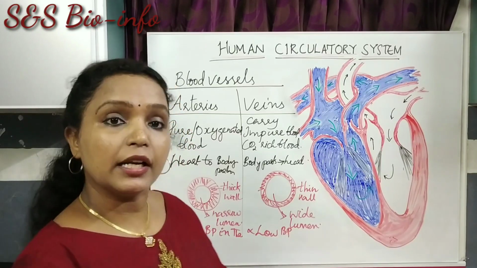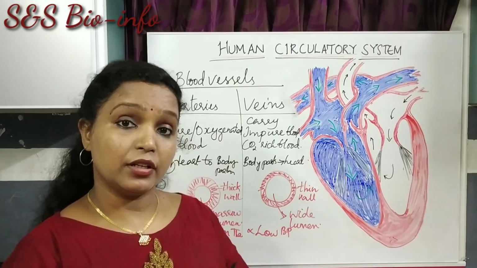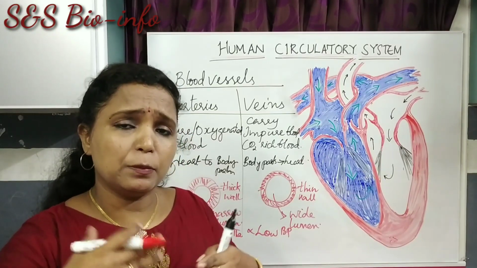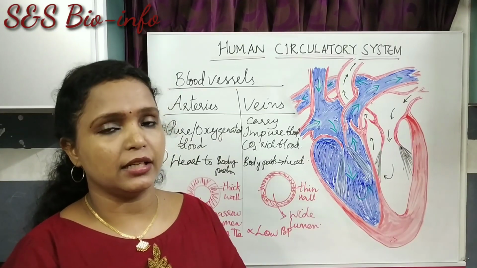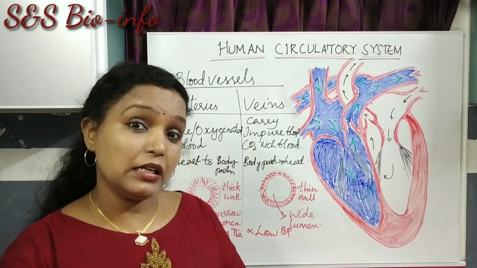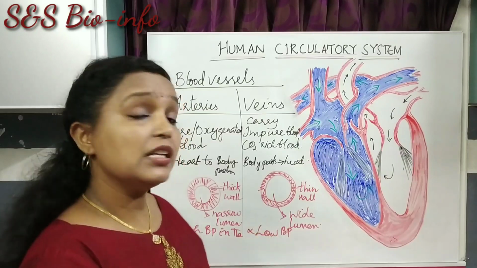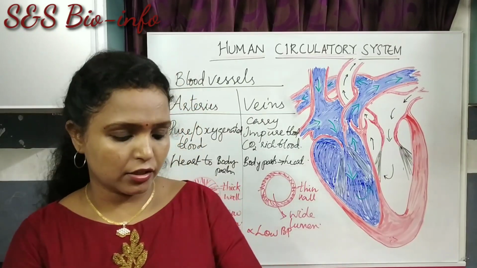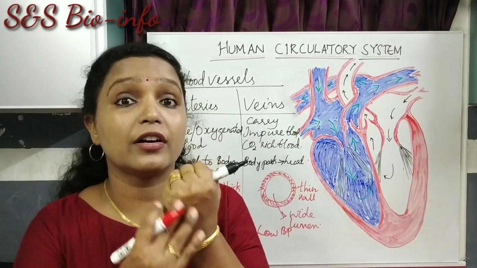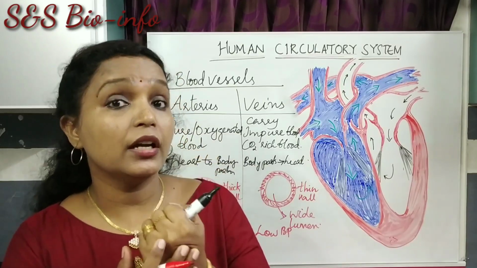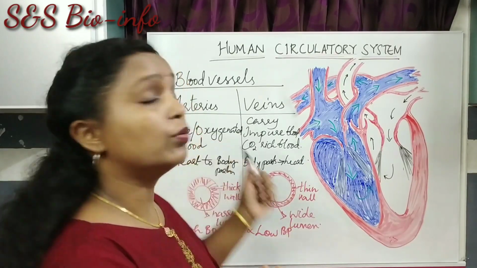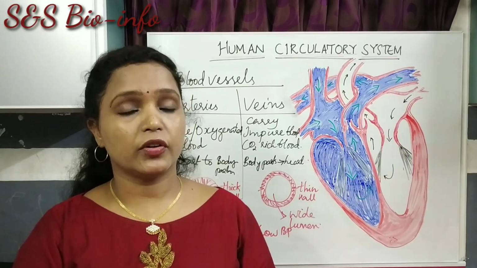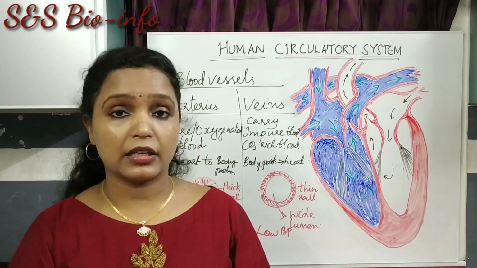Then the arteries are usually located inside the body. That means in between the connective tissue under the skin. That means deeply inside the skin. While the veins are peripherally located. So it is easily visible, our veins. So here in the body there are many arteries. You will learn about that in higher classes.